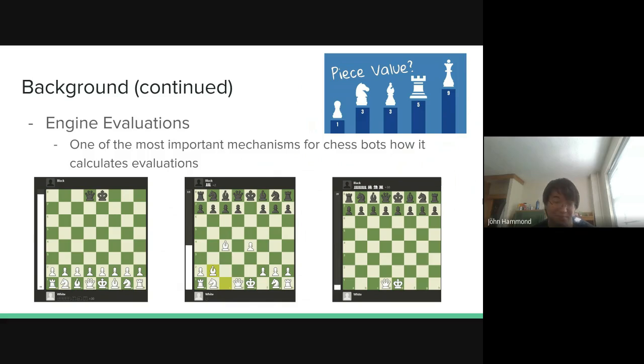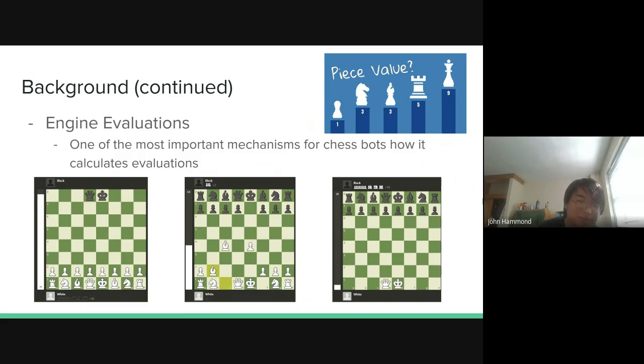So, of course, for these chess computers, the most important mechanism for how they work is how they calculate evaluations, how good a position is. You might remember from the min-max algorithm and alpha-beta pruning that one of the very important aspects is being able to assign some number to how good a position is, so that way you can only look at the better positions.